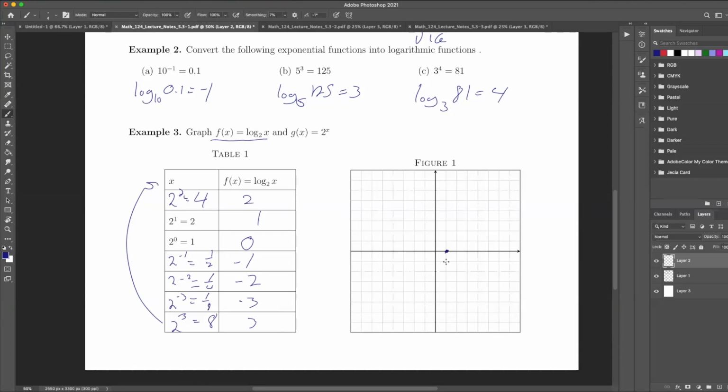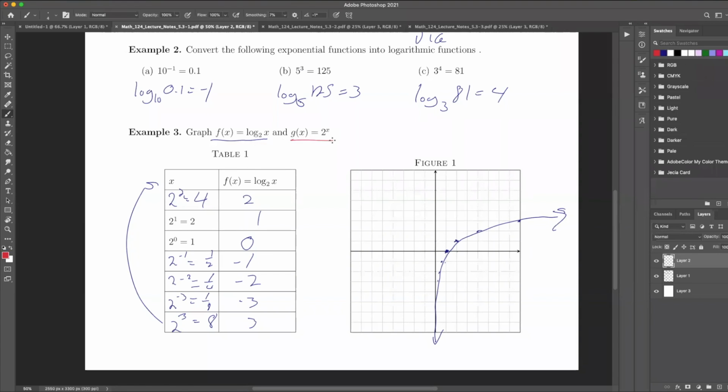Here at 2, I'm at 1. And here at 4, I'm at 2. And then here at 8, I'm at 3, sorry. And then here at a half, I'm at minus 1, then minus 2 at a fourth. And then at an eighth, I'm at minus 3. And so this comes in and goes to this asymptotically. And so this is my log.